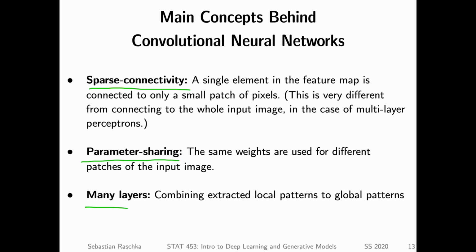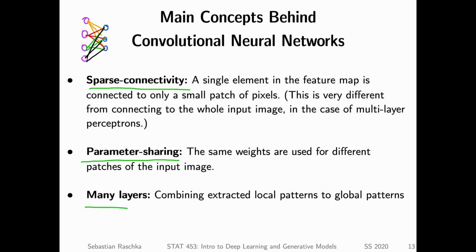If you think back to a multi-layer perceptron, we had, let's say, this is one hidden layer, and this is another. We had every unit in this hidden layer connected to every other unit in the next hidden layer. So everything was fully connected. This is why we call them fully connected layers also. In convolutional networks, this is different.